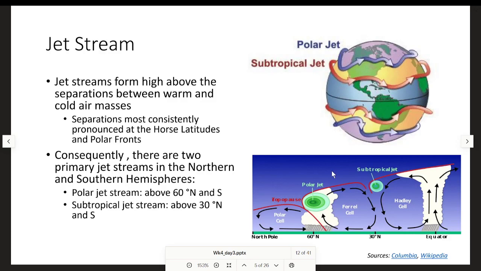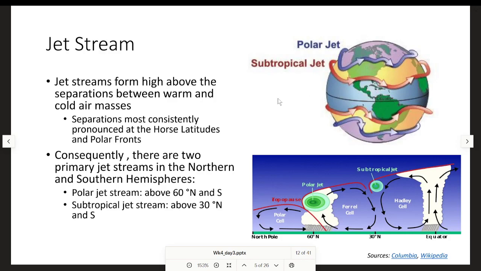Jet streams form high above the separations between warm and cold air masses. So they're up there, like you can see they're at the tops of the clouds. They're not at the surface. They're in the free atmosphere. So we have the subtropical jet down here in Florida style, and then we have the polar jet more up north, but they do move around. And these separations are most consistently pronounced at the horse latitudes and the polar fronts, so that's those two.